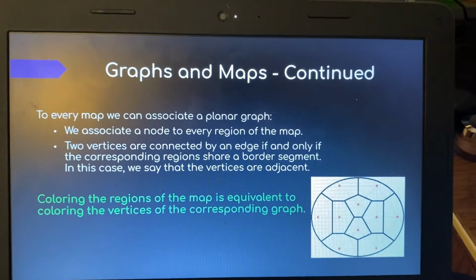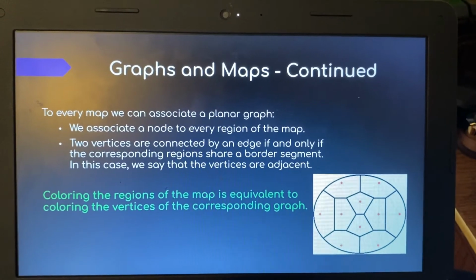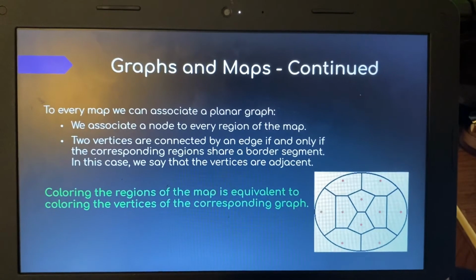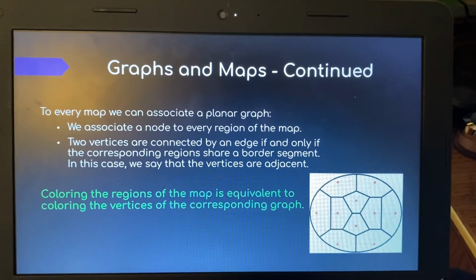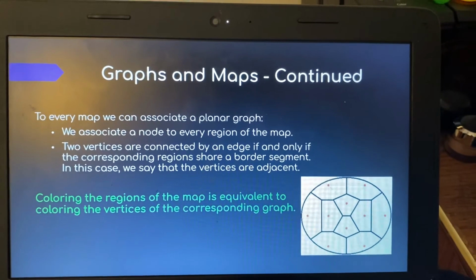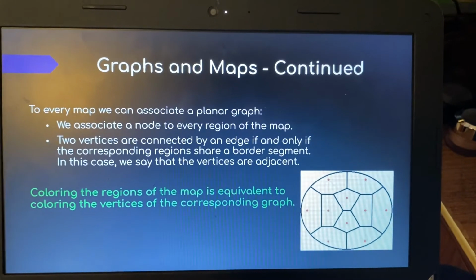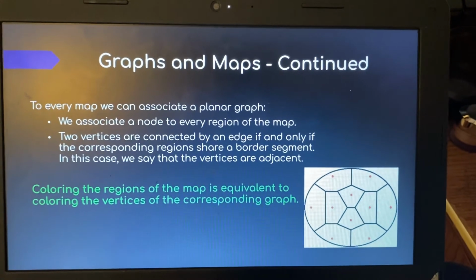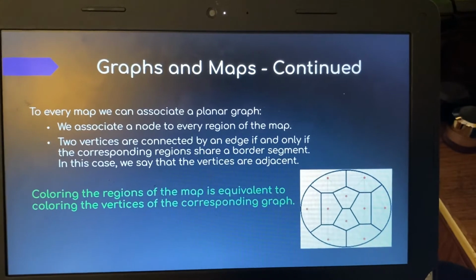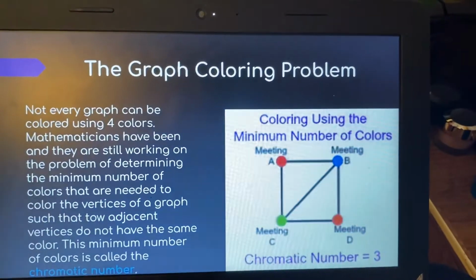Graphs and maps, continued. To every map, we can associate a planar graph. We associate a node to every region of the map. Two vertices are connected by an edge only if the corresponding regions share a border segment. In this case, we say that the vertices are adjacent. Coloring the regions of the map is equivalent to coloring the vertices of the corresponding graph.